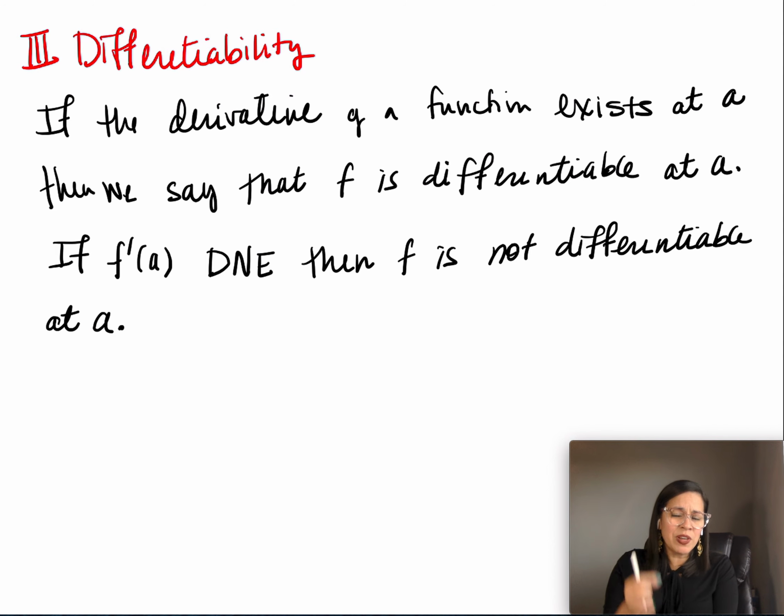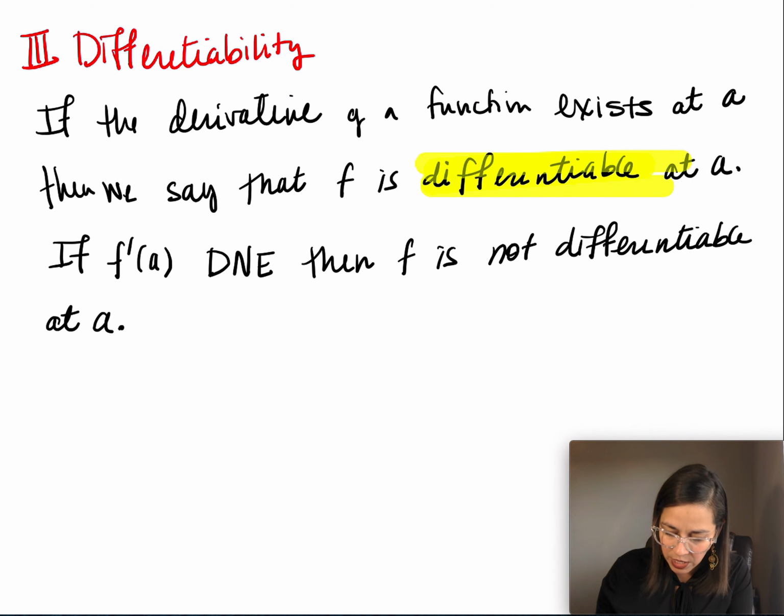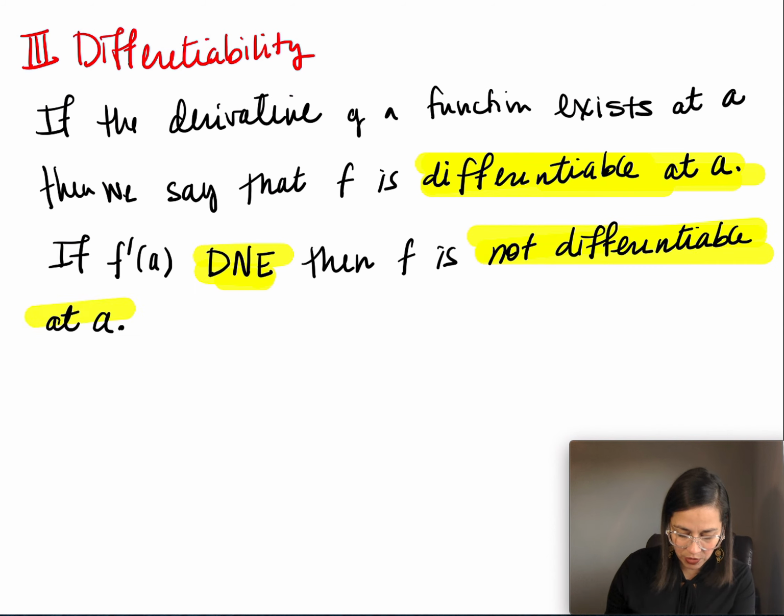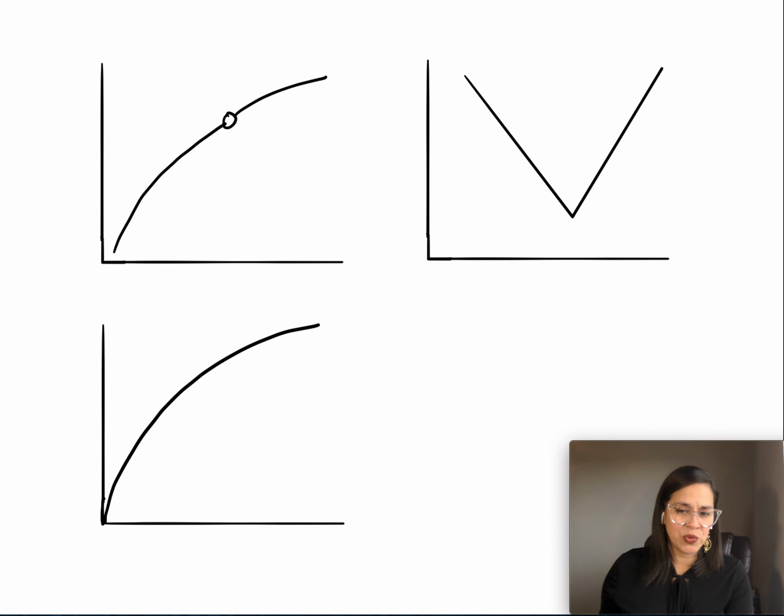All right, so computing the derivative involves computing a limit. If the derivative of a function exists at a, that means that the limit exists. You were able to compute that limit, and we say that the function is differentiable at a. If you try to compute that limit and you can't for some reason, then we say that the derivative does not exist, and the function is not differentiable at a. So there are only 3 cases where the derivative does not exist, meaning there are only 3 cases where a function is not differentiable at a specific point.